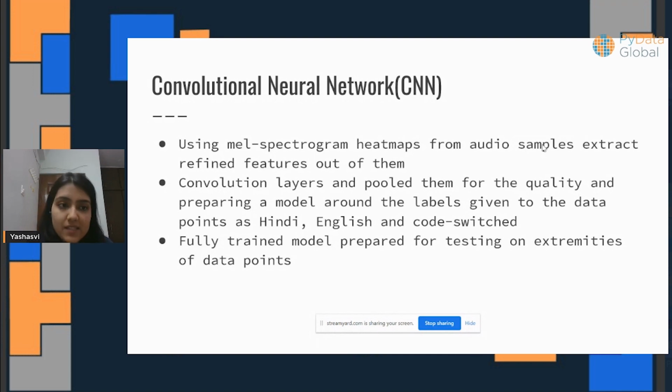So we extracted the MEL spectrograms, and then the convolutional layers were pooled for the quality purposes. It was pooled around the labels, the three different labels that we had. We had numerical labels for Hindi, English, and code switched: 0, 1, and 2. And for that, the model was prepared around these labels and the data points as Hindi, English, and code switched. After fully training the model, it was run on the testing data set, and it clearly identified which language the sample that was provided was.